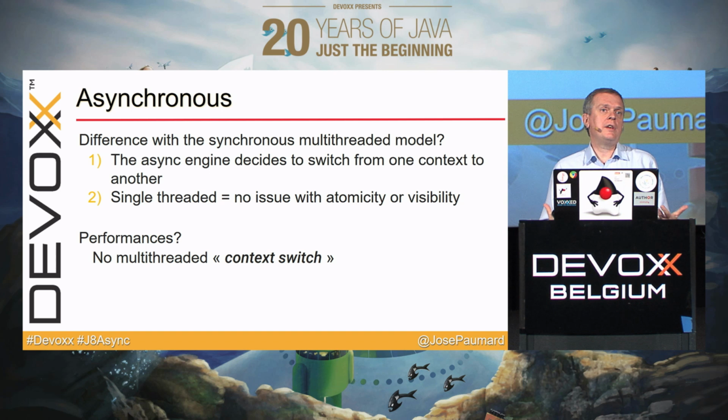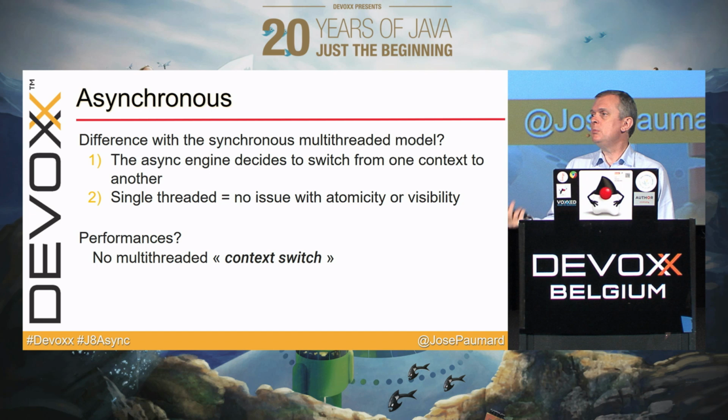And there is a second aspect of it. Since asynchronous takes place in the same thread, all the operations do not need to be visible from each other, because precisely I am in the same thread. So no visibility problem, no atomicity problem, no synchronization problem.